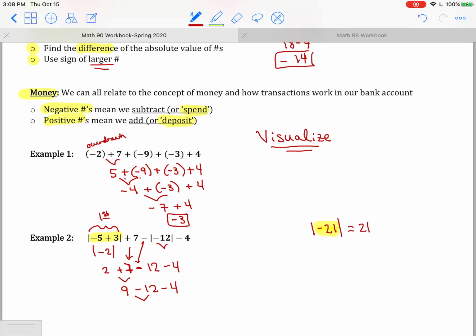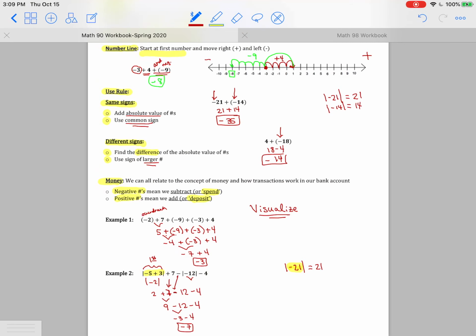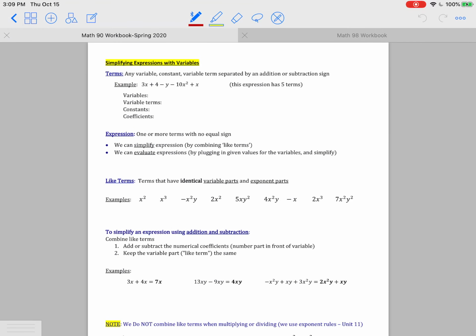9 minus 12, right? I only have $9 in my account and I spend 12. Well, I'm overdrawn by 3 and I continue to spend. Wow, not very good with my money. All right, negative 7. We end up with negative 7. All right, moving on.